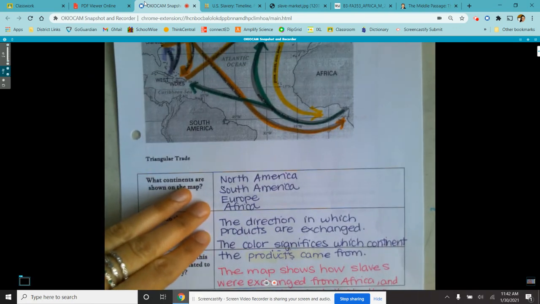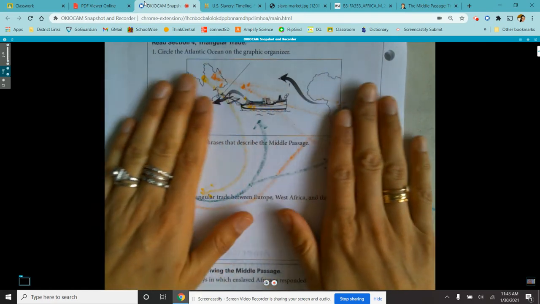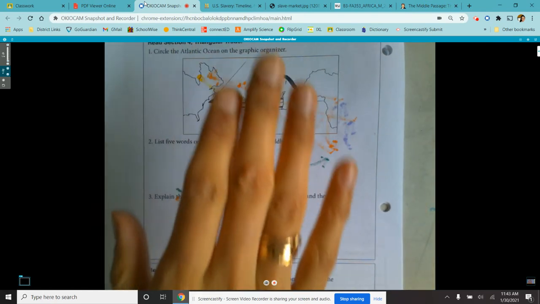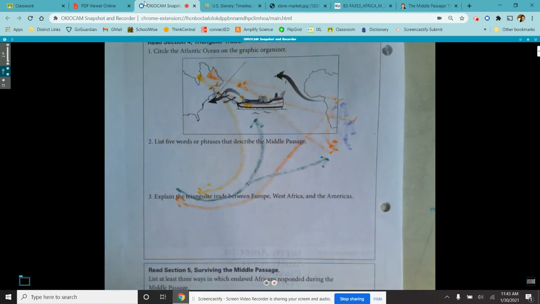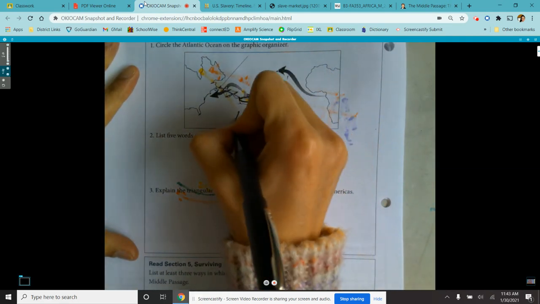All right, so let's go to our questions on the next page. I put marker on my map, by the way. You don't need to, but I can't do anything without colors. So this is going to be a little hard to see. My apologies, I didn't think about that prior to. So circle the Atlantic Ocean on the map, right? Here is the Atlantic Ocean.